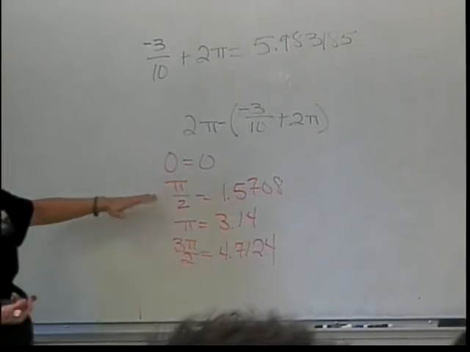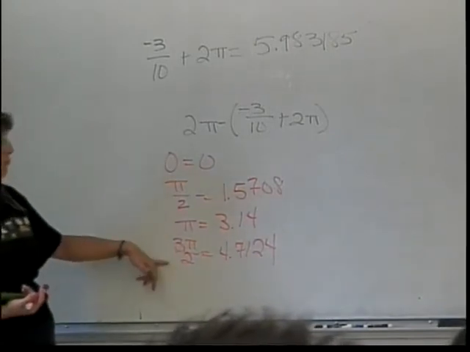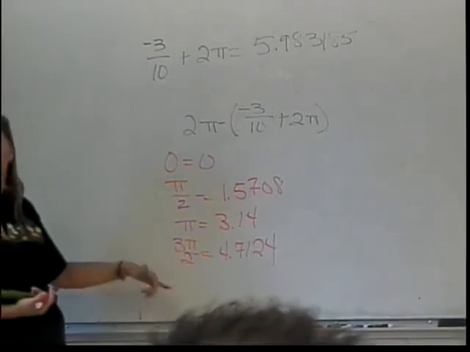So this lets you know if you're between 0 and about 1.57, you're in quadrant 1. If you're between 1.57 and 3.14, you're in quadrant 2. Between 3.14 and 4.71, you're in quadrant 3. And between there and 6.28, you're in quadrant 4.